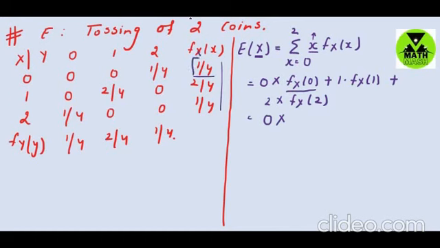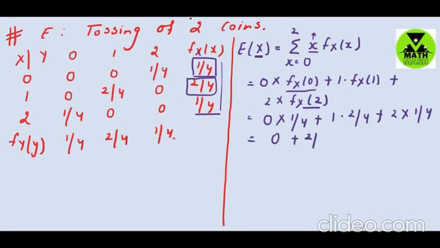Fx at 0 is 1 by 4. So this is 0 times 1 by 4 plus 1 times fx at 1, which is 2 by 4, so this becomes 2 by 4, plus fx at 2, this is 1 by 4, so this is 2 into 1 by 4. So this is equal to 0 plus 2 by 4 plus 2 multiplied by 1 by 4, which is again 2 by 4. So this is equal to 1. So expected value of x is equal to 1 here.